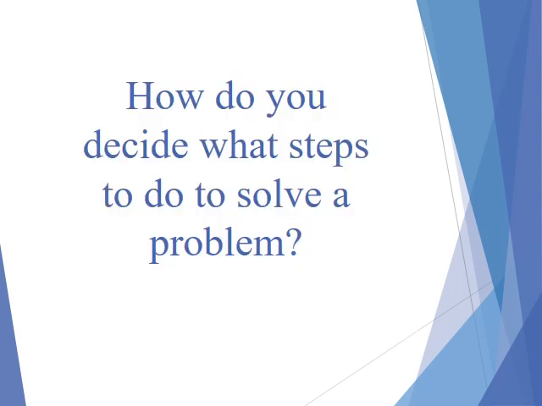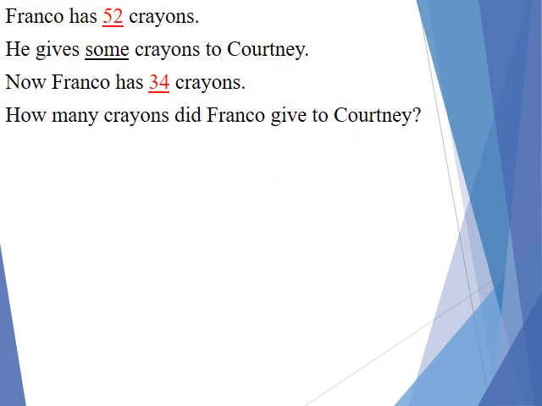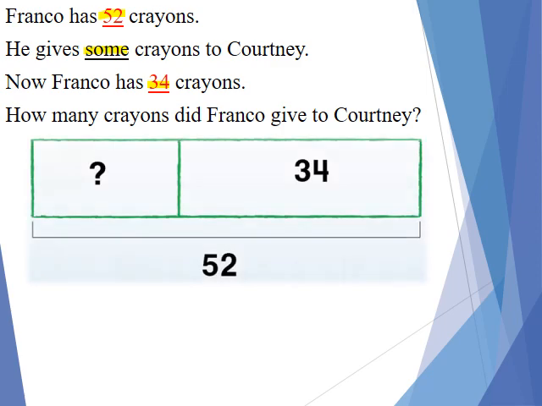How do you decide what steps to do to solve a problem? Let's solve this problem. Franco has 52 crayons. He gives some crayons to Courtney. Now Franco has 34 crayons. How many crayons did Franco give to Courtney? Franco started with 52 crayons and he gives some away. So we know the whole, which is 52, and we know one of the parts, which is the 34 crayons left. The part that we don't know is the number of crayons Franco gave to Courtney.